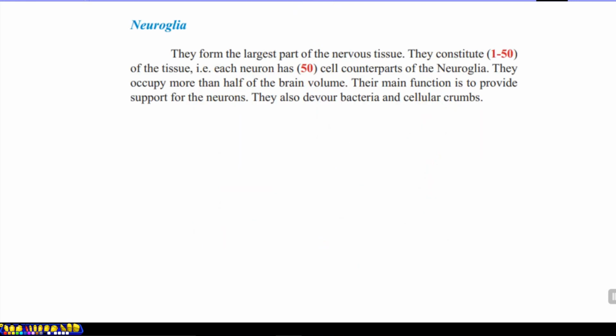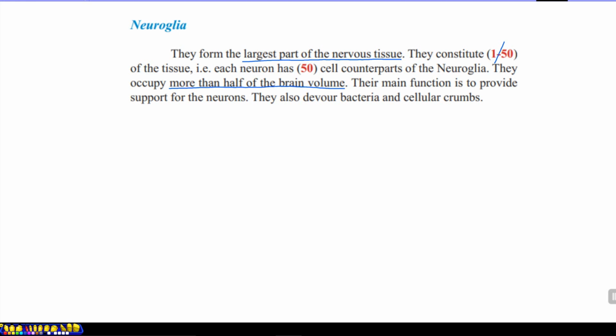We said nervous tissue is not just made up of nerve cells. In addition, there are some companion cells which help neurons to do their function properly. We call them neuroglia. They form the largest part of the nervous tissue, meaning they are more in number than neurons, about 1 to 50, like one neuron to 50 neuroglia, like assistants for neurons. Each neuron has 50 cell counterparts of neuroglia. They occupy more than half of the brain volume.